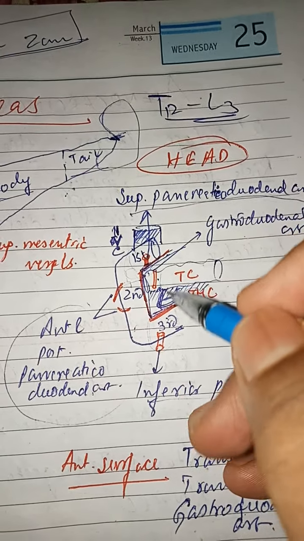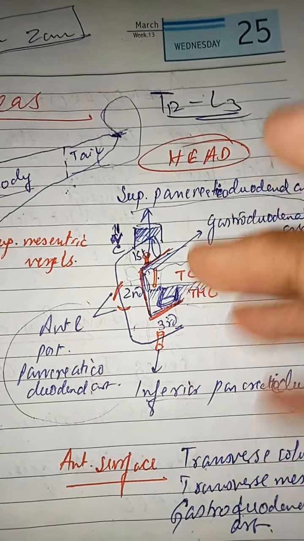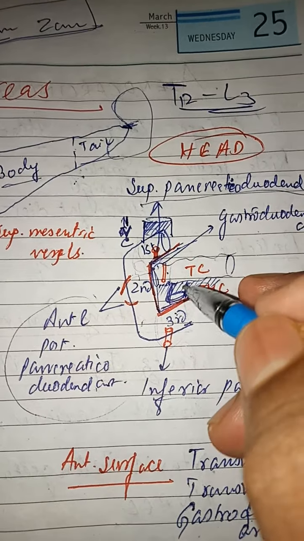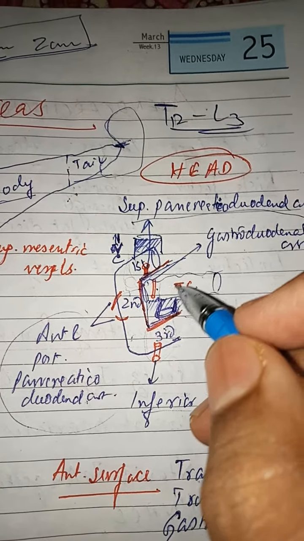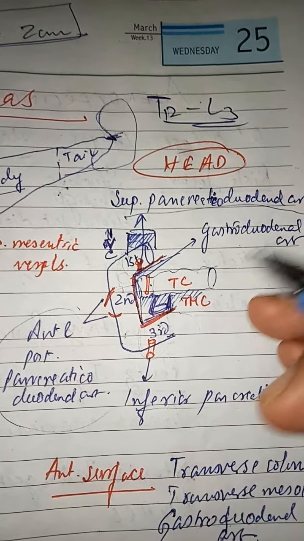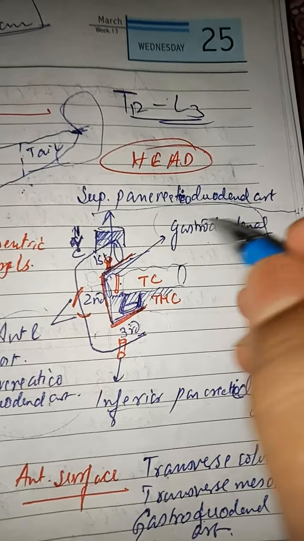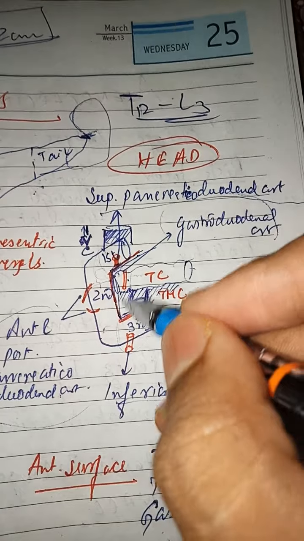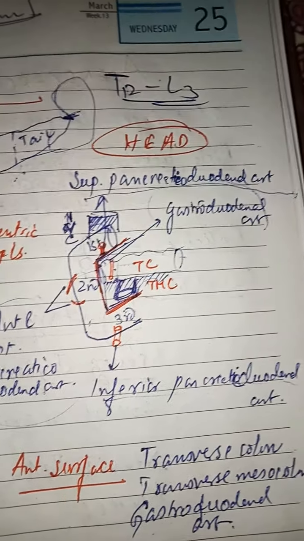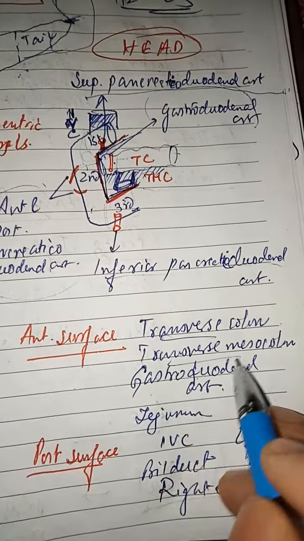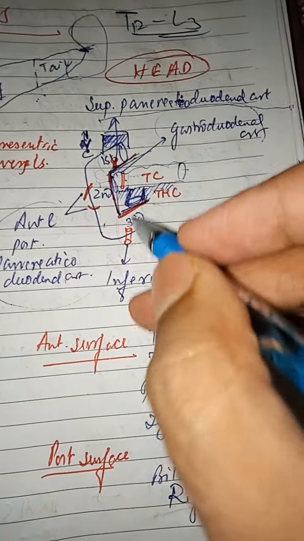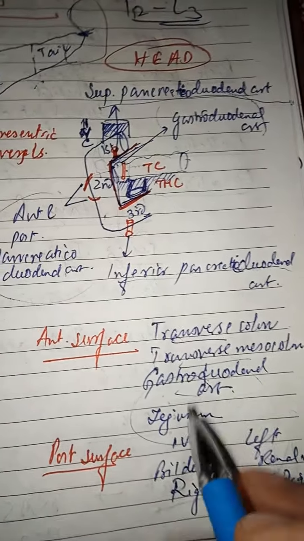Now coming to the anterior relation of the head of the pancreas. Anteriorly, the head of the pancreas is related with the transverse colon, the transverse mesocolon, and the gastroduodenal artery. Also there is some part of the jejunum.